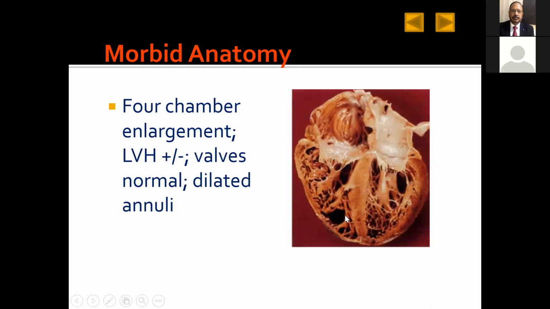So to sum up, there is four-chamber enlargement, left ventricular hypertrophy may or may not be present, valves are normal, and the annuli are dilated. What happens when the annuli are dilated? There is poor coaptation of the valve leaflets, leading to functional regurgitation of the mitral and tricuspid valves. We will see that as the discussion progresses.